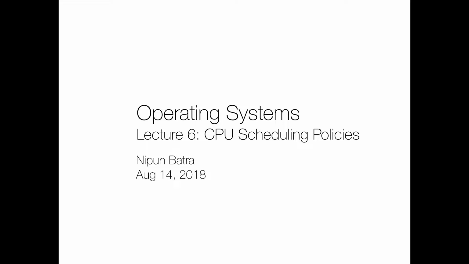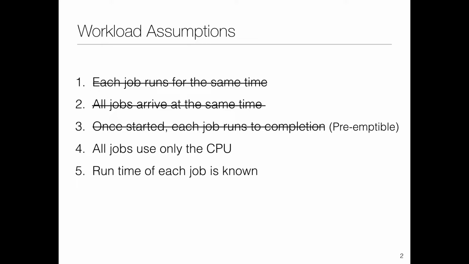So in the last class, we were talking about CPU scheduling policies. We'll continue with that. We started with these 5 workload assumptions, such as each job runs for the same time. We said that if we remove this assumption, what happens? All jobs arrive at the same time. We remove this assumption. Once started, each job comes to completion. We looked at preemption. All jobs use only the CPU, but we know that many jobs use both input-output, network, etc. So what happens? We remove this assumption.